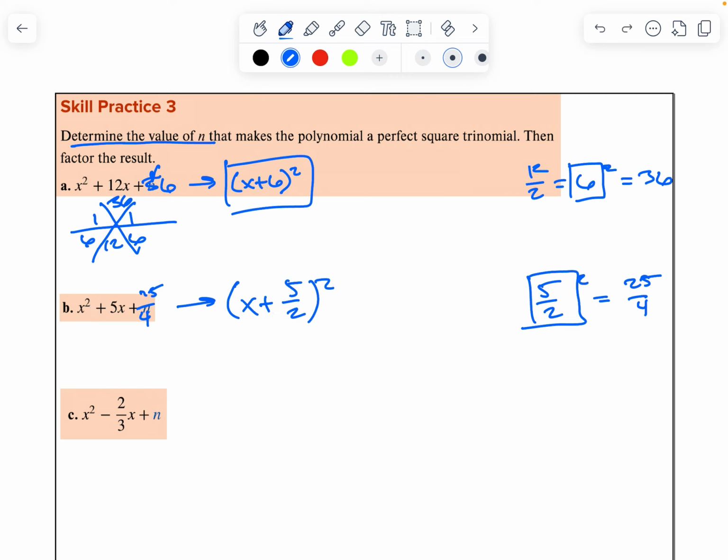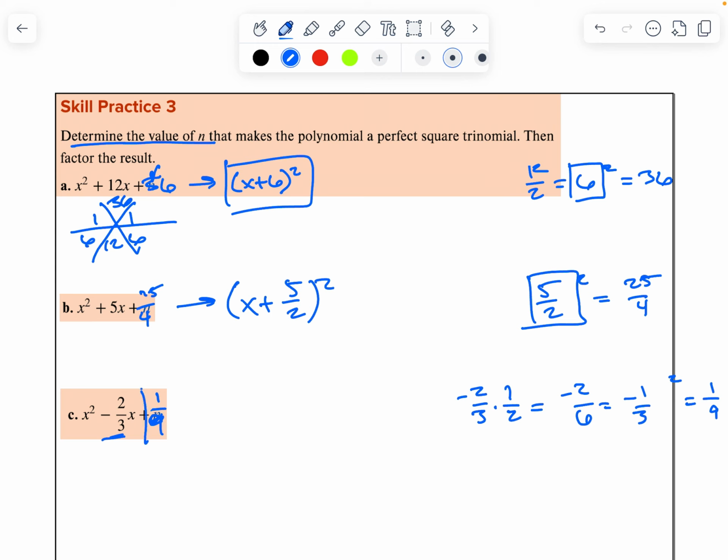All right, here we've got a 2 over 3, negative 2 over 3 in fact. Negative 2 over 3, half that, so divide it by 2, so multiply it by 1/2, would be negative 2 over 6, same thing as negative 1 over 3. Now I'm ready to square it, and I get 1 over 9. So 1 over 9 is the number that needs to go there.